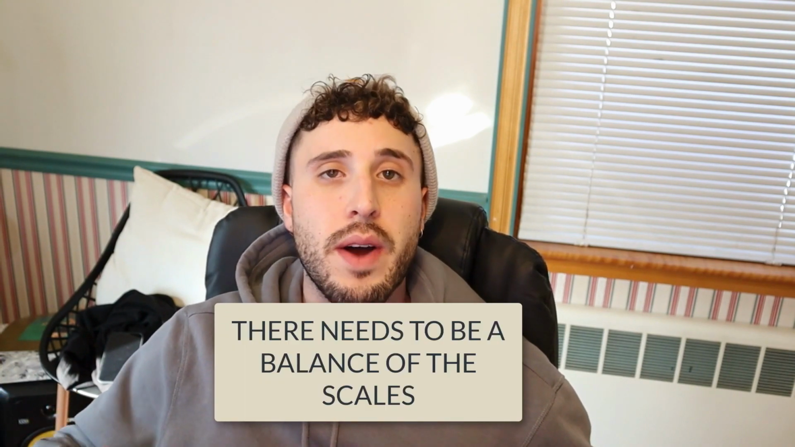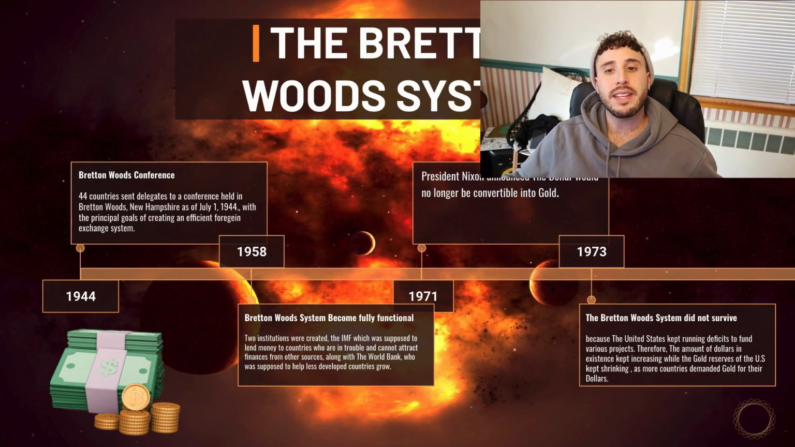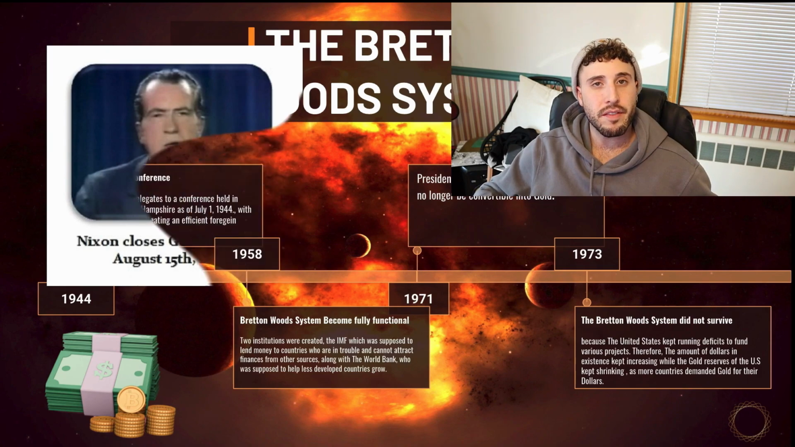The amount of dollars in existence kept increasing while the gold reserves of the US kept shrinking, as more countries demanded gold for their dollars. So when did this happen? It happened on August 15, 1971, when President Nixon announced the dollar would no longer be convertible into gold.